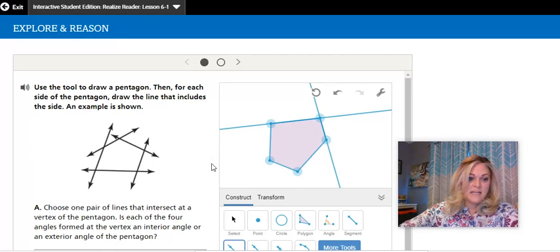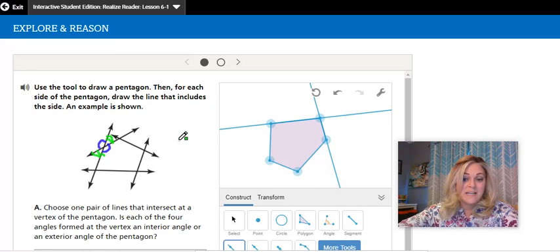But basically it says choose one pair of lines, and I'm going to highlight them. Of these 4 angles at any given spot, I'm going to change the colors. The reason why I'm doing that is because hopefully you remember these are vertical angles, the greens with the greens and the blues with the blues. So choose one pair of lines that intersects at the vertex, a vertex of the pentagon. Is each of these 4 angles formed at the vertex an interior angle or an exterior angle? So look at all 4 of those.